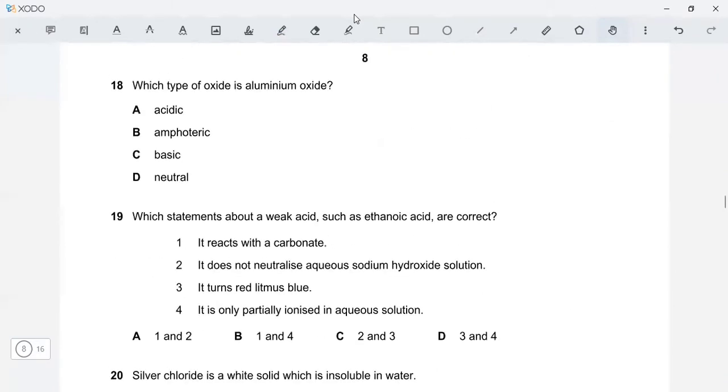Now 18. Which type of oxide is aluminium oxide? So remember, aluminium oxide is an amphoteric oxide. Aluminium, lead, these are metals. There are a few metals that act like amphoteric. In both natures, they can react with acid and base also. So aluminium oxide can be acidic and basic also. So here we say amphoteric nature. Understand? So it cannot be neutral. The type of oxide aluminium oxide is basically amphoteric oxide. Amphoteric oxide will be the right answer. Okay.